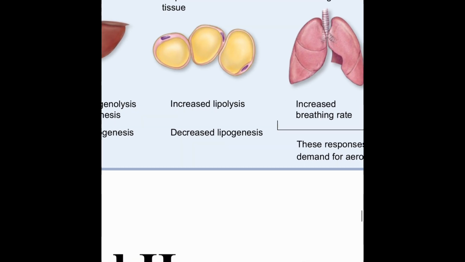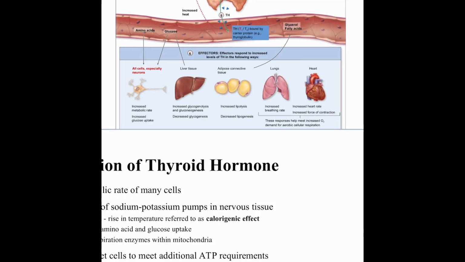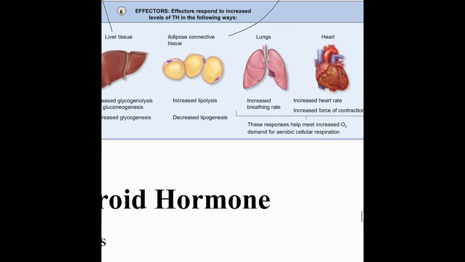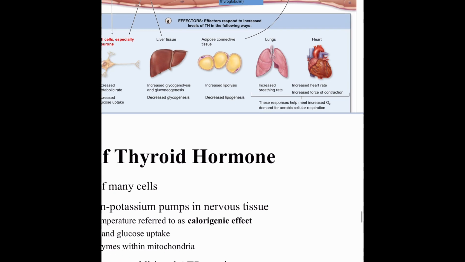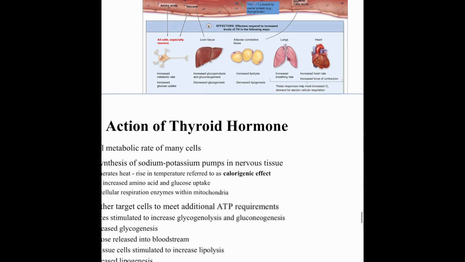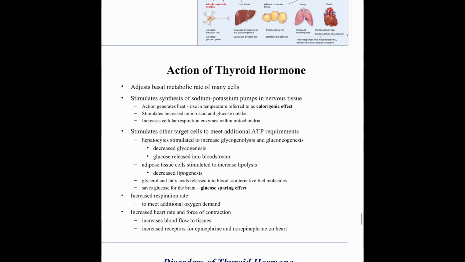So if you were increasing lipolysis and increasing lipogenesis, going back to do some recall, you would be doing antagonistic work, right, where you're working against yourself. But this is working synergistically, where you're increasing lipolysis and you are decreasing lipogenesis. Increased breathing rate, it increases heat, right, and increases O2 demand for cellular respiration. It also adjusts basal metabolic rate of many cells. Also, I guess, know the calorigenic effect.